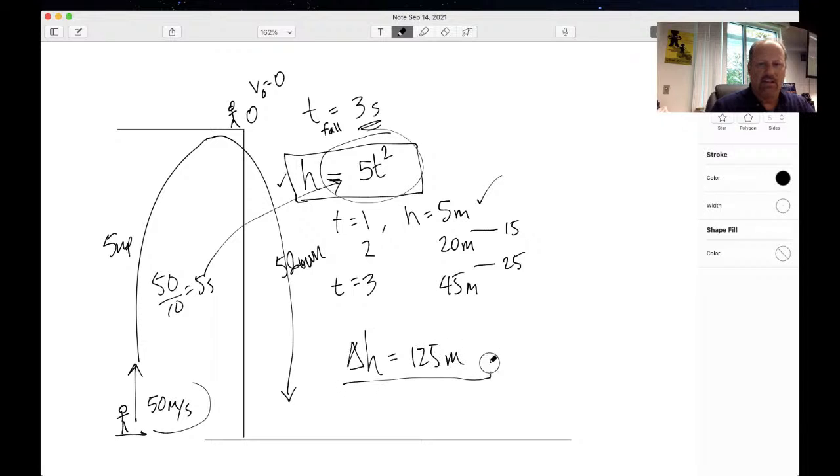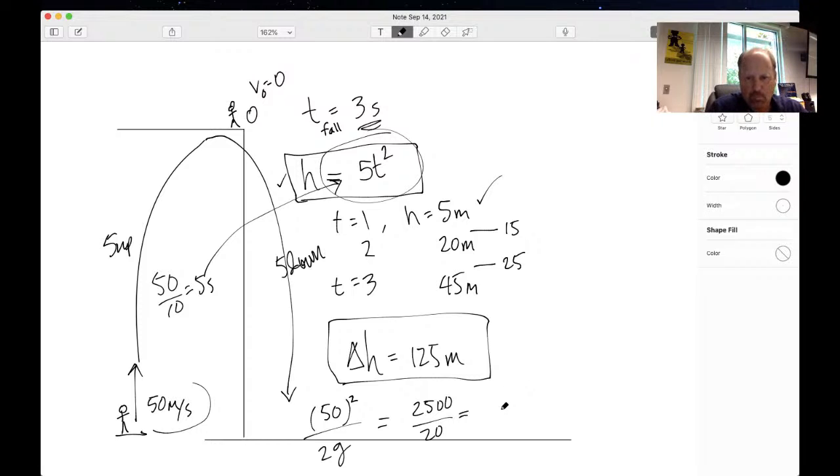Now you can get that height from 2 different things. You can say 50 squared over 2g, or 20. 2,500 divided by 20 is 125 meters. Same. All right. Hopefully that helps.